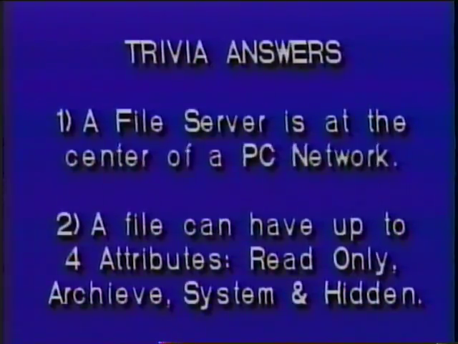Here are this week's computer trivia answers. Number 1. A file server is at the center of a PC network. And number 2. A file can have up to 4 attributes: read-only, archive, system, and hidden.